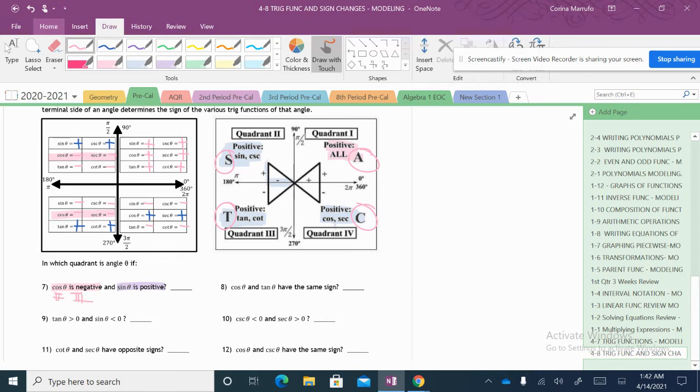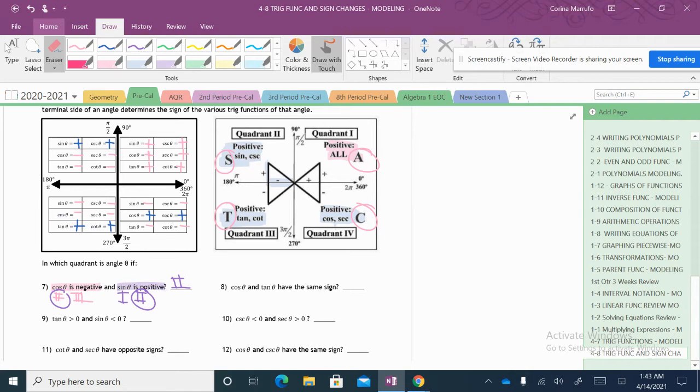And then where is sine positive? So we're going to look for where sine is positive. Sine is positive in the first quadrant and in the second quadrant. So the one that has both of them, because it says cosine is negative and sine is positive, is this quadrant right here. Here we're just going to put quadrant 2. That's the one they have in common. All right, so let me erase that one, and let's look at the next problem.